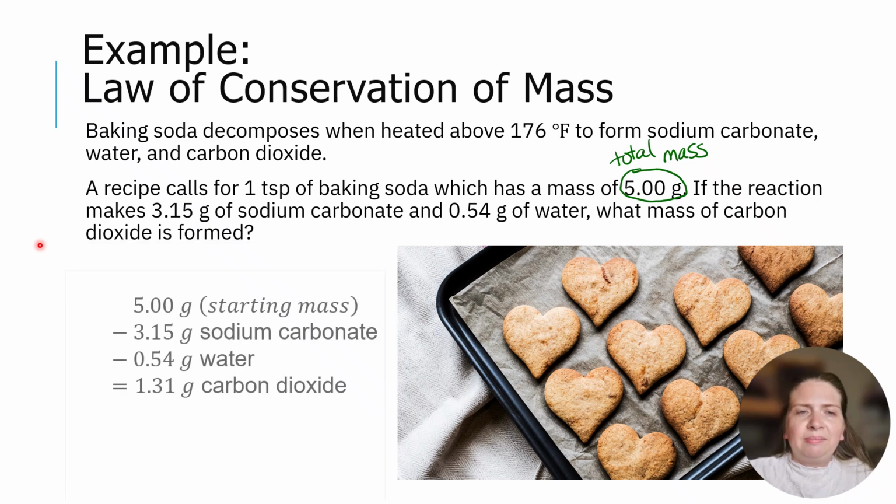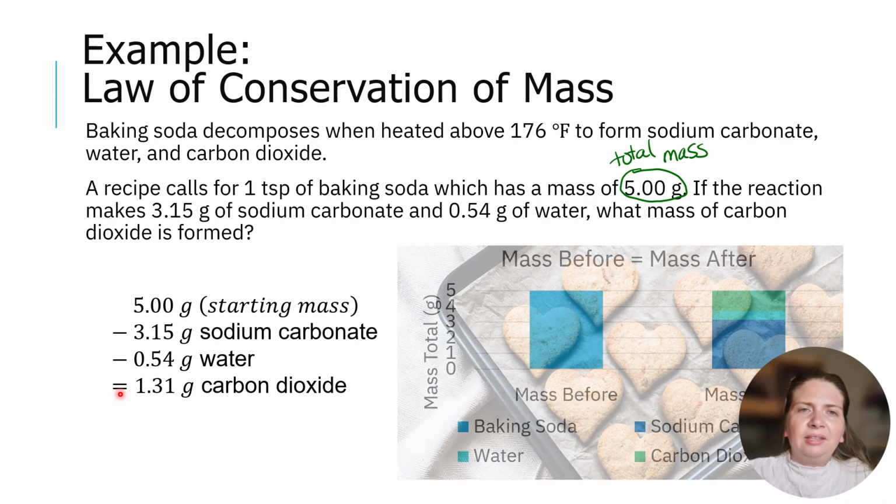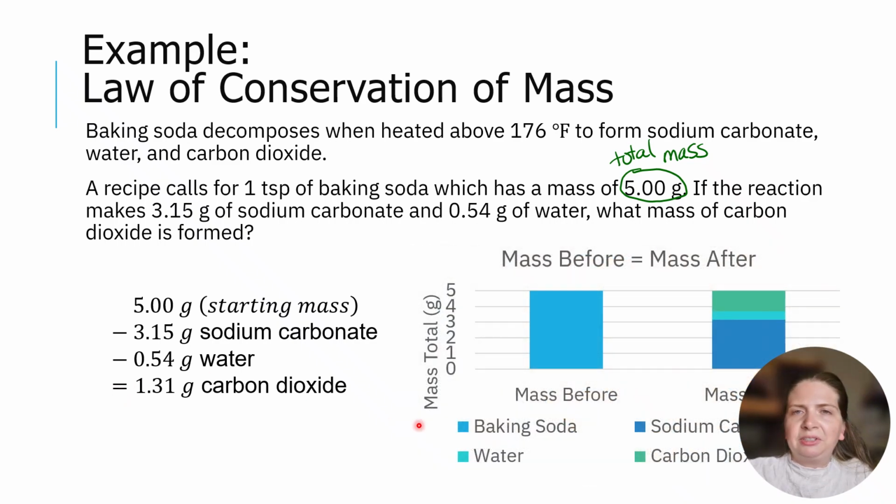5 grams minus 3.15 grams of sodium carbonate minus 0.54 grams of water gives us 1.31 grams of carbon dioxide. This graph shows the conservation of mass. Before the reaction, we have 5 grams of baking soda. After the reaction, we still have 5 total grams divided among sodium carbonate, water, and carbon dioxide.